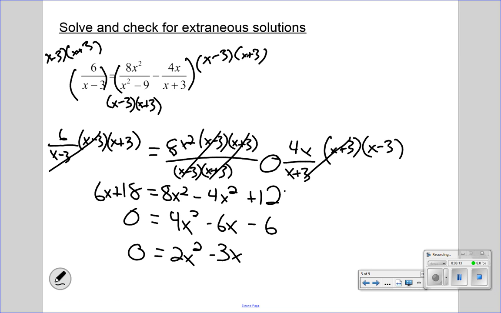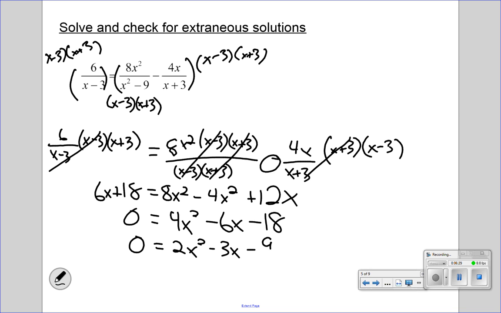My apologies. This was a 12x. Let's back up a little bit here. Okay. So then we have minus 6x minus 18. All right, now we pull out a 2. So 0 equals 2x squared minus 3x minus 9.